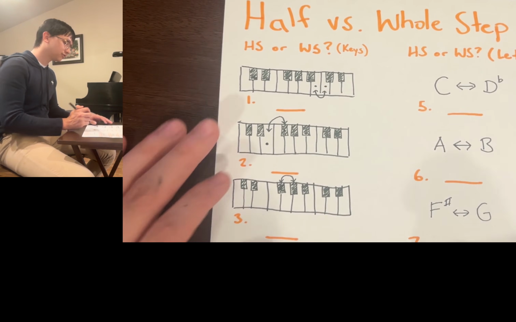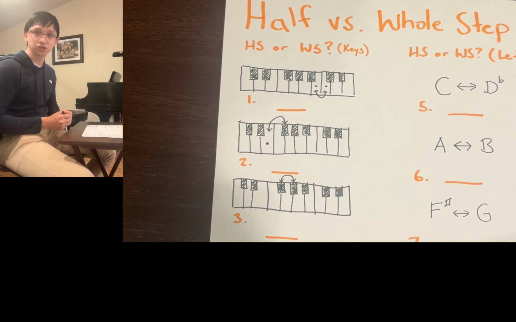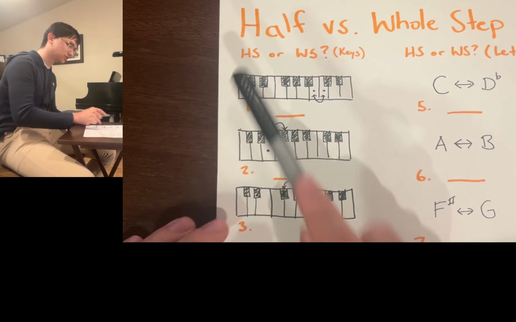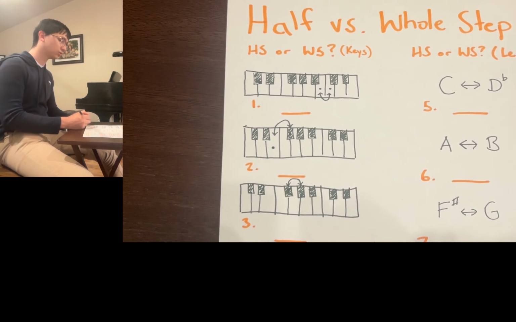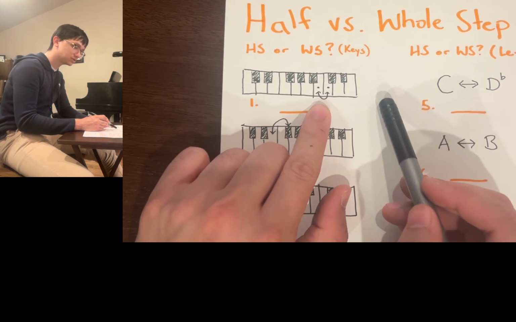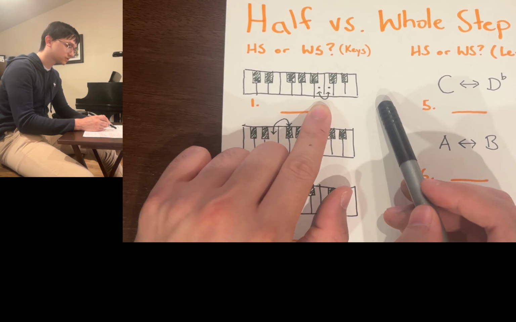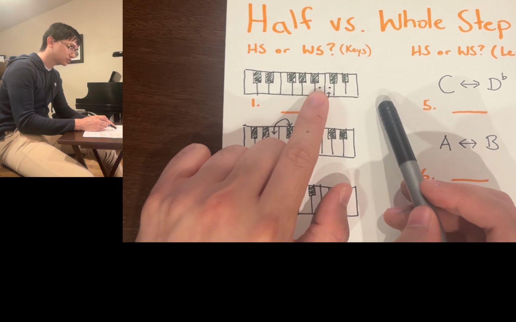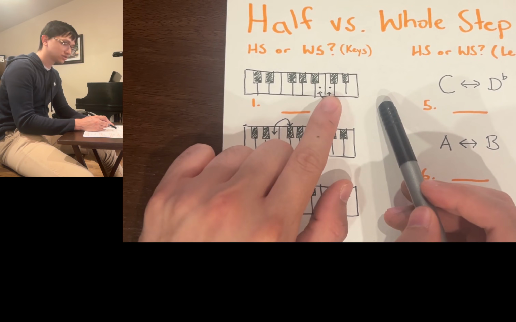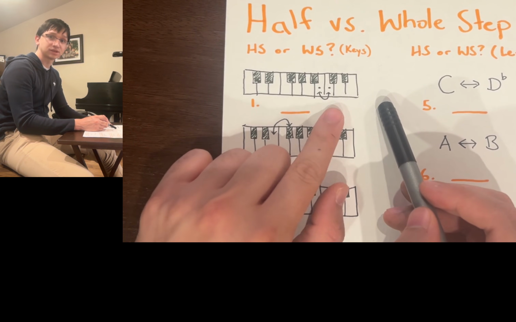So here we have, first of all, asking HS or WS, where HS is of course for half step and WS is for whole step. Now we have specifically two keys right here. It kind of looks like a little bit of a smiley face. But what this is asking is, from this note right here, which is a B, to this note right here, which is a C, is that a half step or a whole step?